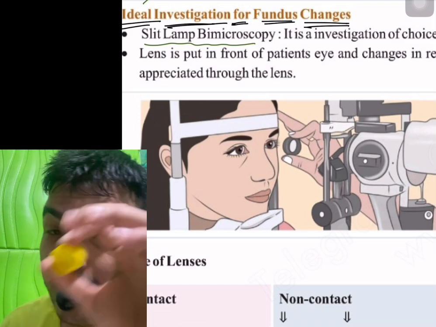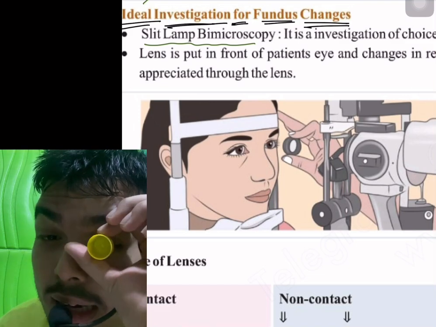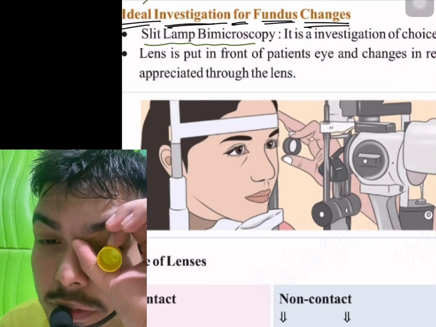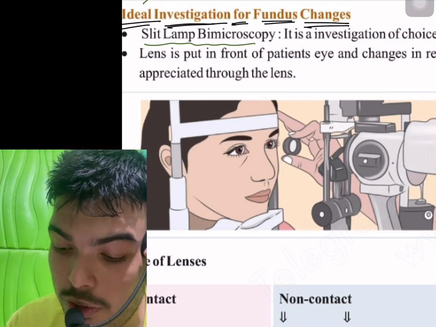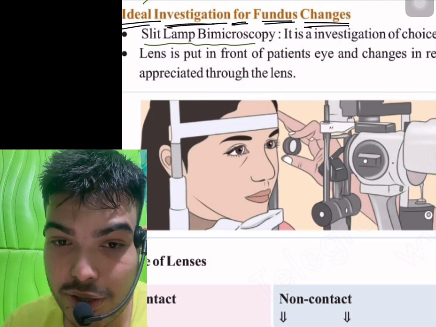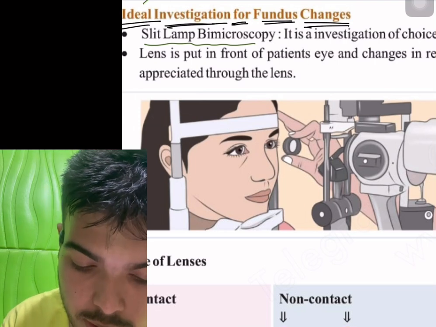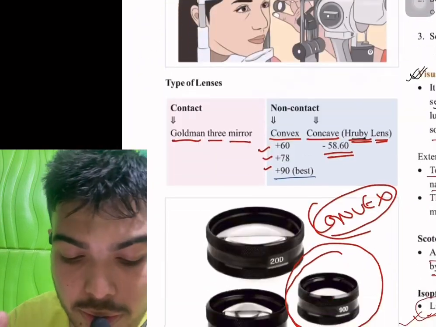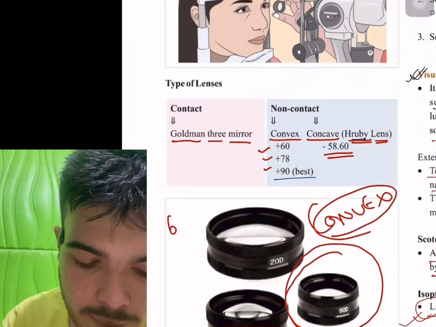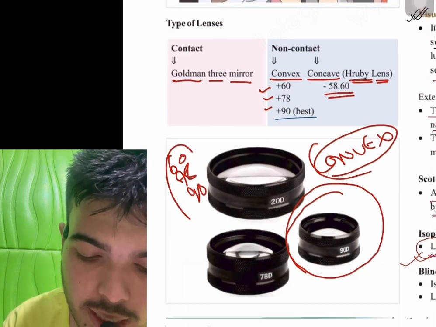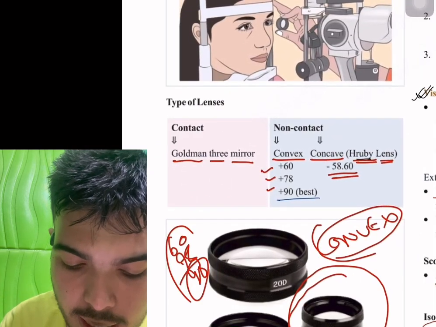Okay. So that's the reason I'm using this lens to look into your retina, to look into your vitreous, right? Through your pupil. So I just want to dilate your pupil so that I can easily look into your fundus. So 90 diopter is the best lens, or you also have 60, 78 and 90. Okay, out of which the 90 is the best one.